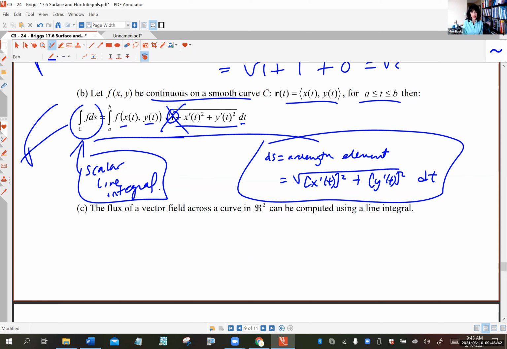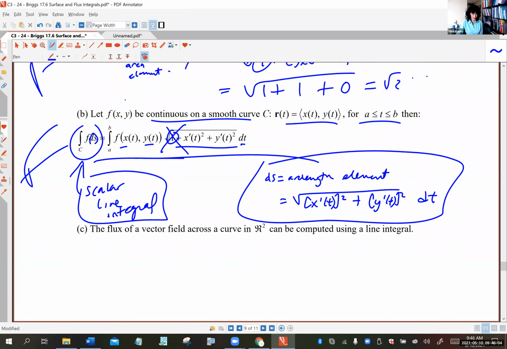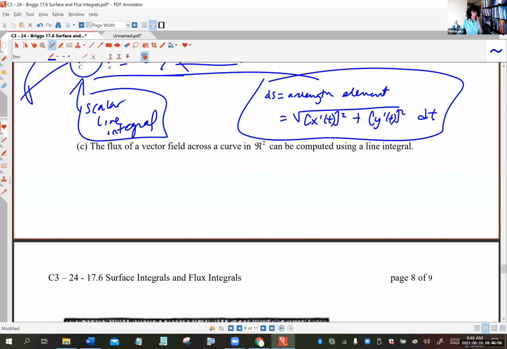That's why I put these at the very end of the lecture, to make sure you kind of keep it straight in your mind. And yes, it matters. Arc length element, little ds, is very different from surface area element, dS, big S. Big S and little s are two different entities. Big S, surface. Little s, arc length. Big S is surface area.